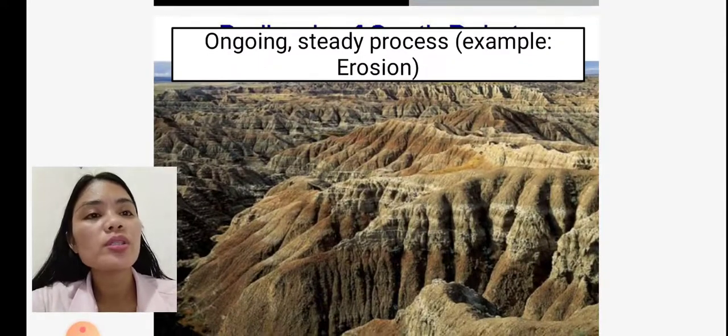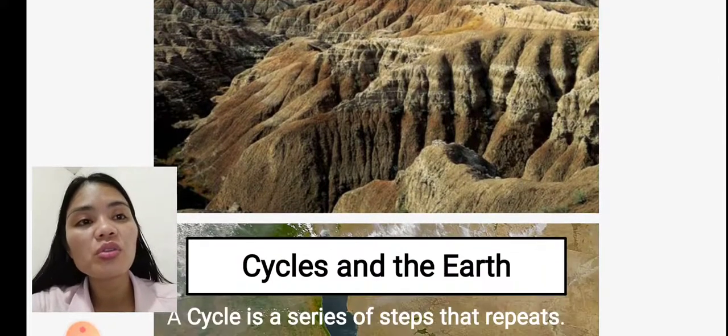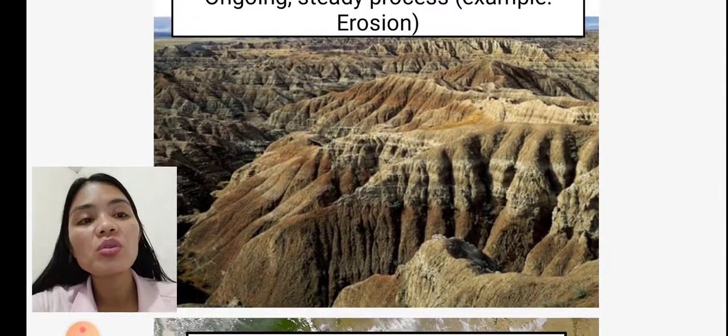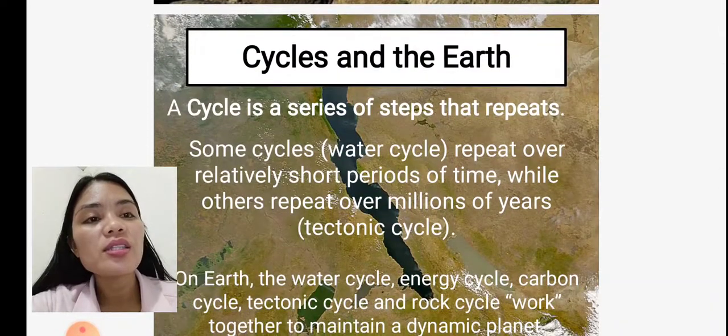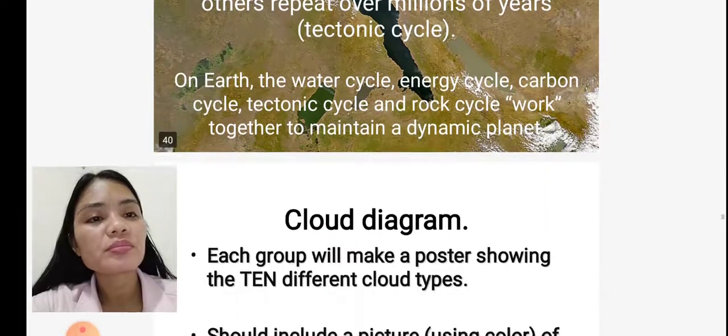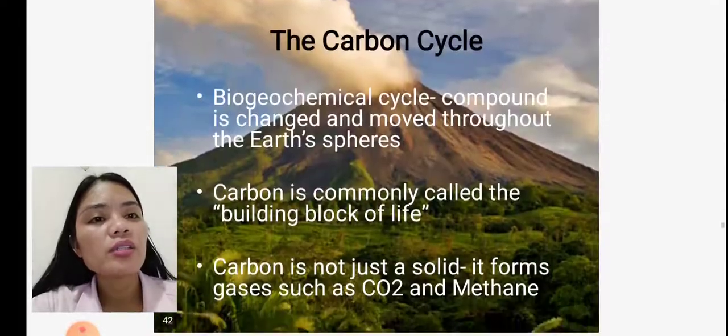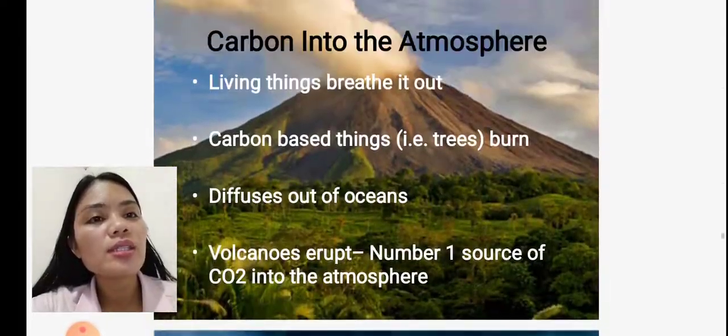Then, ongoing steady process, example is erosion. Diretso na yung erosion na yun, kasi kakaunti yung nag-hold or wala na talaga nag-hold ng mga laman. Cycles and the earth, ito naman, okay, malawak. Hanggang dito ko lang i-discuss siguro.